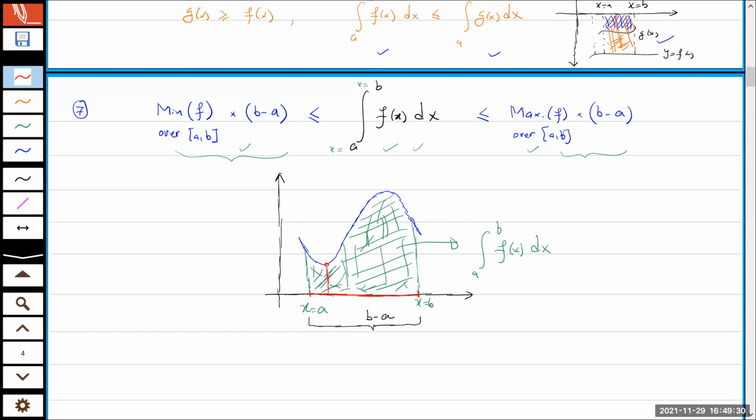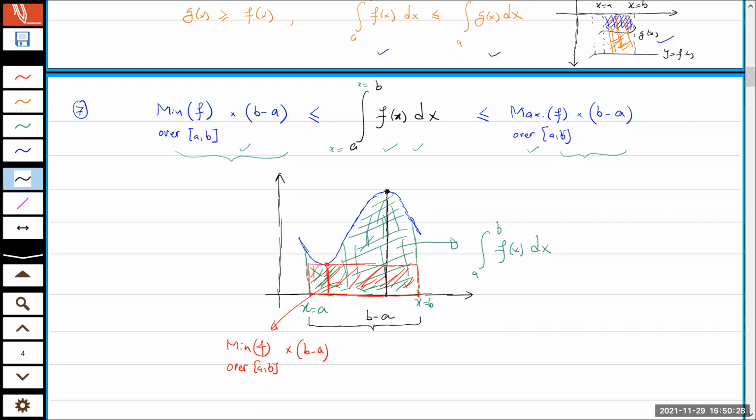Now, if I multiply this height over here with b minus a, I get the area of this rectangle, because the height of the point defines the height of the rectangle, and the width is b minus a. This area in red equals the minimum value of f over a comma b multiplied by b minus a. b minus a is the width, minimum value of f is the height. I get the area of this red rectangle. Now you can see that my green area is always bigger than this red area. So this is the left-hand side of this compound inequality. It's a joint inequality. Now let's look at the maximum value. The maximum value is coming from here.